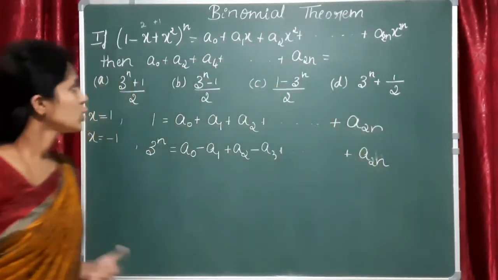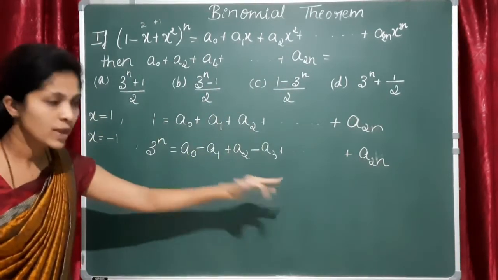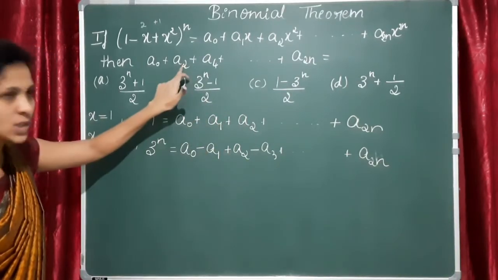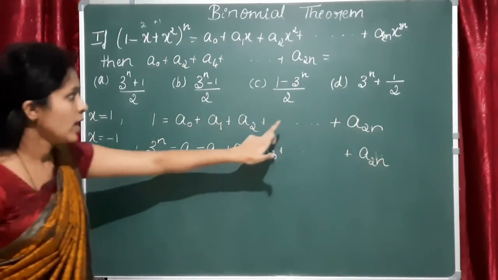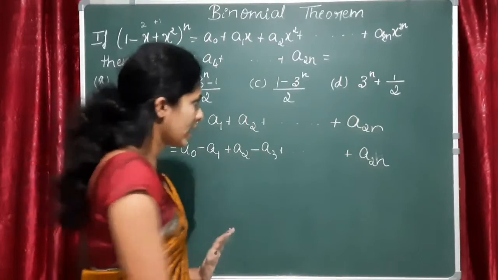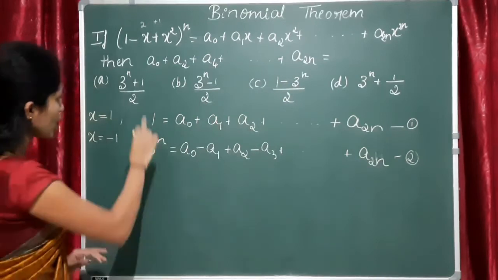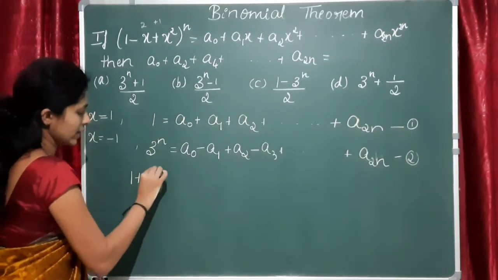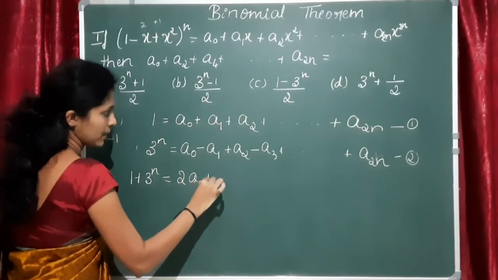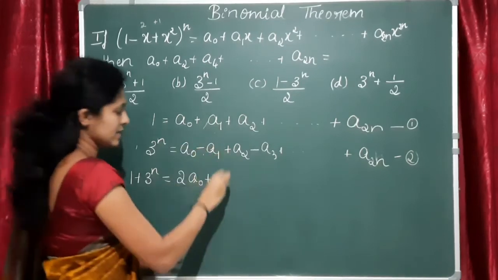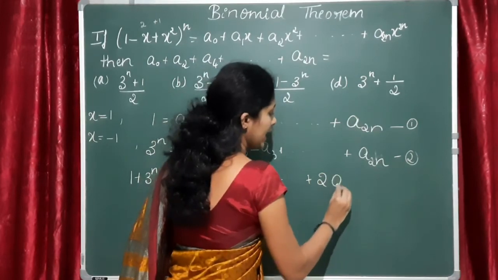Now what can we do to get this term? Simple. a0, a1, a2, a3 till a2n is there. Here negative is there. So if I add these two, can I get this one? Yes, because a1 and a1 will get cancelled, a2 will be 2a2, and a3 and a3 will get cancelled, right? So we'll take equations 1 and 2 and add them. So 1 plus 3 to the power n is equal to a0 plus a0 will be 2a0, plus a1 and a1 will get cancelled. This will be 2a2. So like this, the last term will be 2a2n.